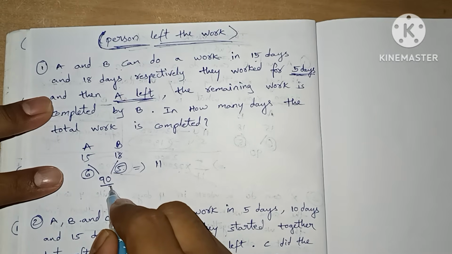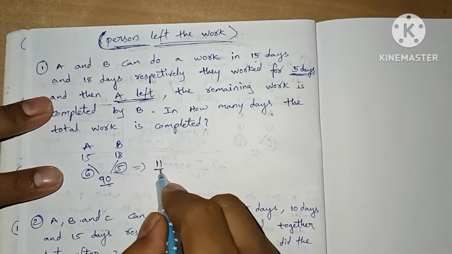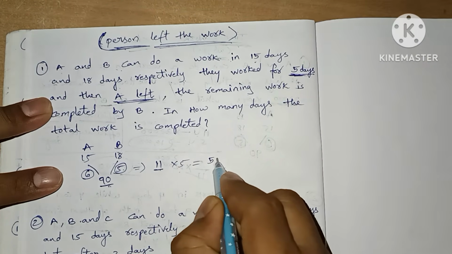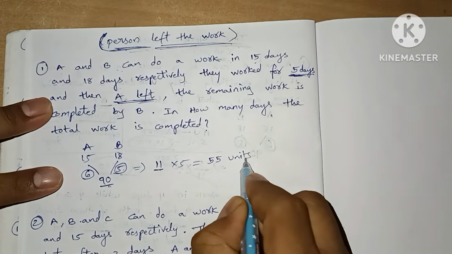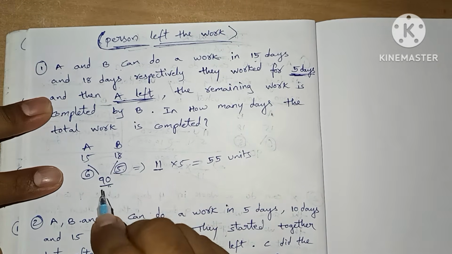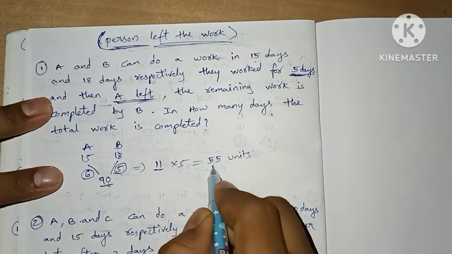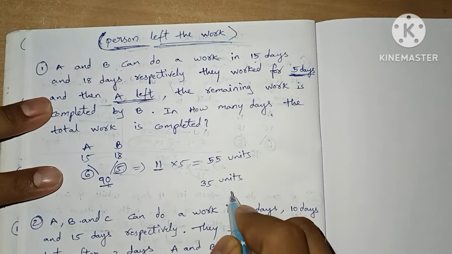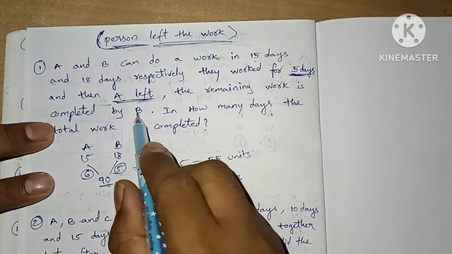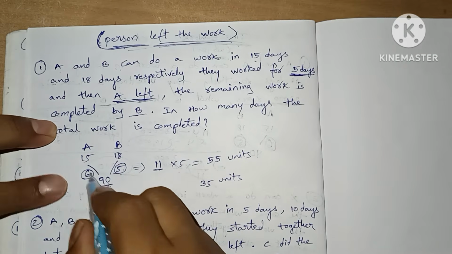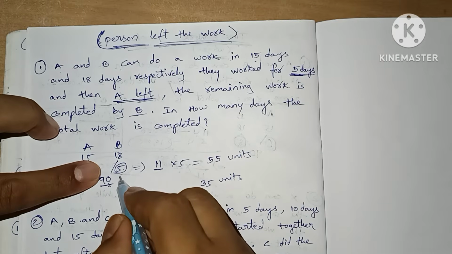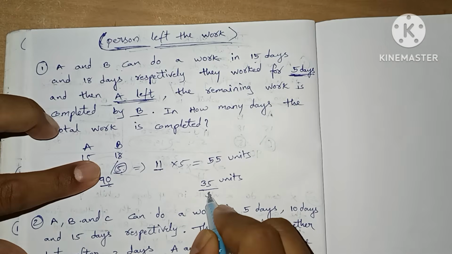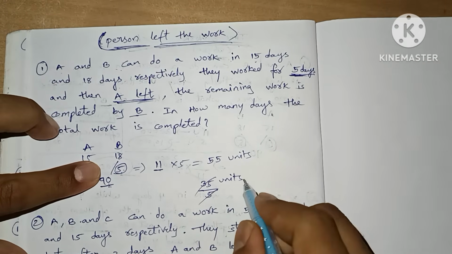So the total units is 90, but they completed 11 units per day. They both worked for 5 days, so 11 into 5 days, they have completed 55 units of work. The units remaining is 90 minus 55, which is 35 units of work. It is said that the remaining work is completed by B. So A is eliminated, and now only B is left. B's efficiency is 5 units per day, so he completed 35 units in 7 days.